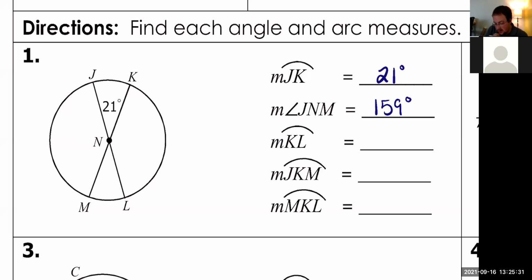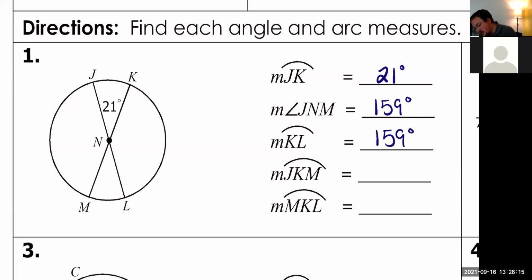What about the measure of arc KL? Same thing. 21 from 180. So there's a couple ways to jump to that conclusion. I want to make sure that we're comfortable with how we did that, because it is 159 degrees. What I would notice though, is that angle JNM and KNL are vertical angles, which means this angle here is also 159 degrees. But being a central angle, that means the arc created by its endpoints would also be 159 degrees.